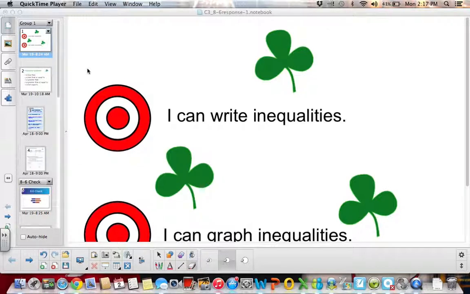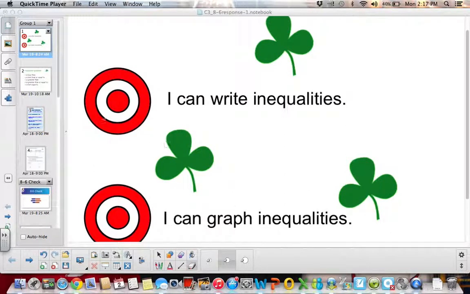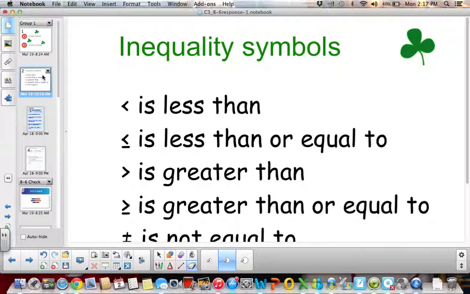Our learning targets are writing inequalities and graphing inequalities. So we've been working with equations the past few lessons and solving a variable that's part of an equation. We are going to work on writing and graphing inequalities, so then eventually we will be working on solving inequalities when there's a variable as well.